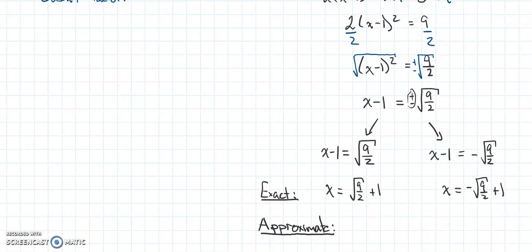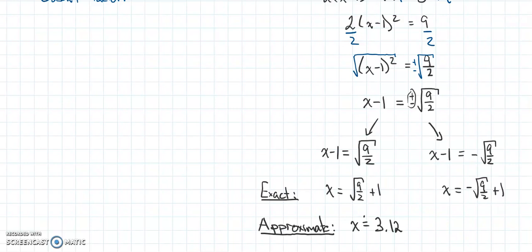If we round to 2 decimal places, this would be x equals 3.12, which is approximate. I've rounded. It's actually 3.1213203, right? And there's a whole bunch of numbers here.